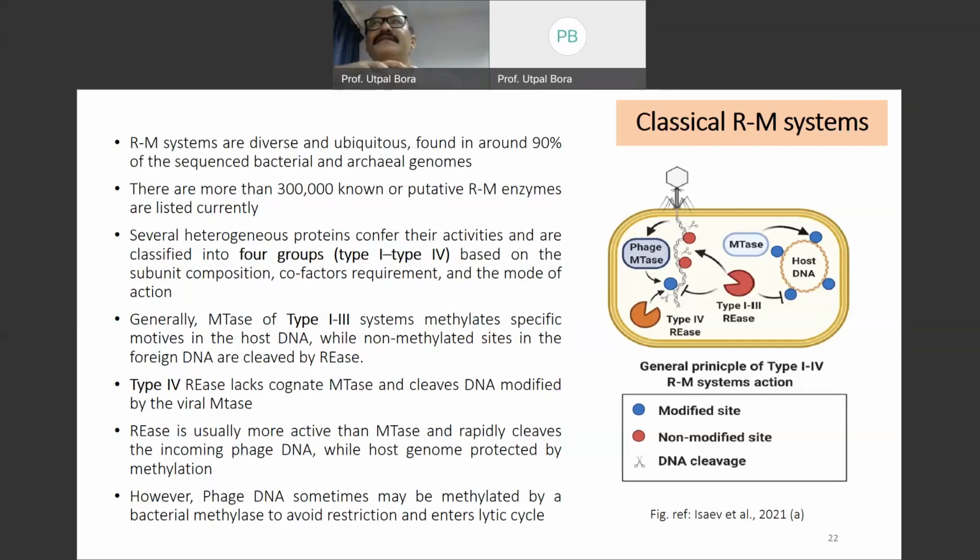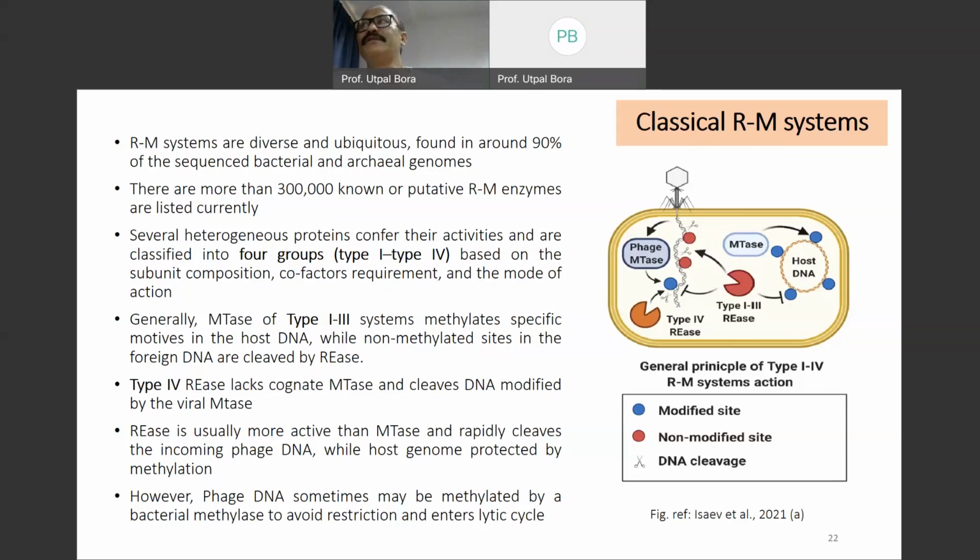Yesterday I was telling you about those 8 classes of nucleic acid, DNA binding proteins. And if you remember, endonucleases were one of the dominating ones, right? And you can see here today 300,000 members. Some of them have been really discovered, and some of them are putative, which has been predicted from bioinformatics analysis. So several heterogeneous proteins confer their activity and are classified into 4 groups.